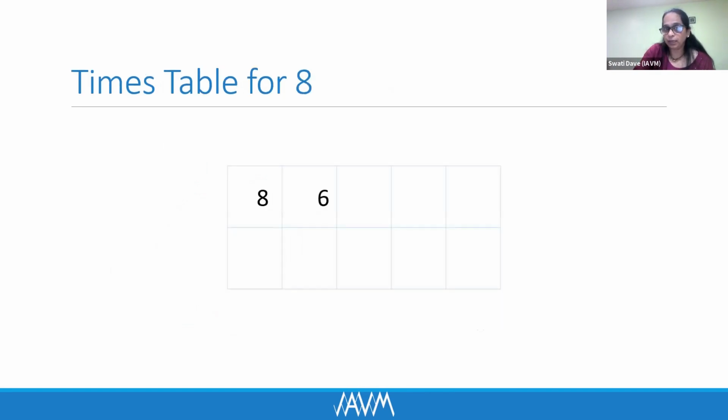Times table for 8. 8 6 4 2 0. Now you're writing the even numbers backwards. So again, you're talking about even numbers and telling them how to count them backwards. Draw a grid of 5 by 2. Write your even numbers in both the rows. So this is your activity with them.